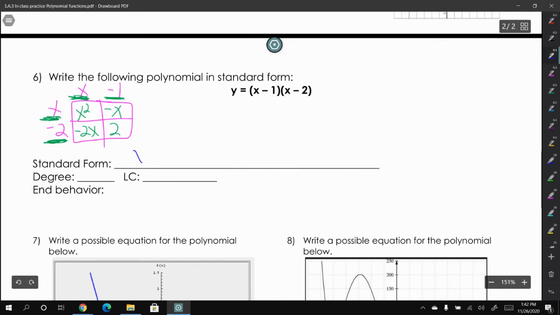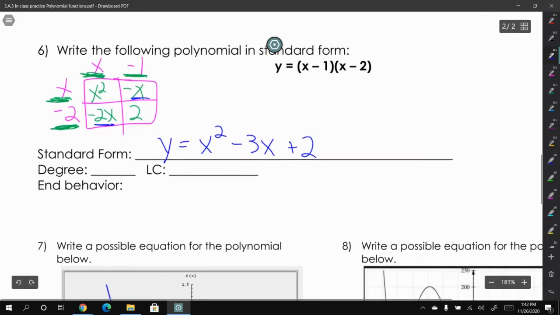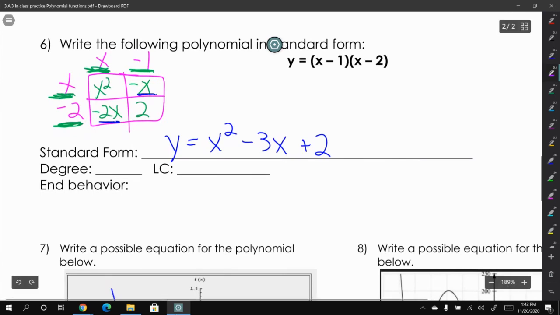So my standard form would be y equals x squared, and we have negative x minus 2x, so it's minus 3x plus 2. So now that we're in standard form, finding these answers might be a little bit easier. The degree. When the equation is in standard form, the degree is only the largest exponent, so it's 2. You're not going to add 2 plus this invisible 1 and say this is a third degree function. You only do that when it's in factored form.